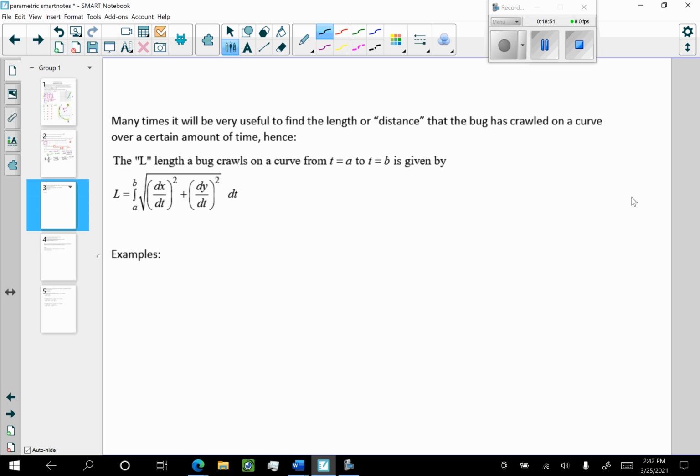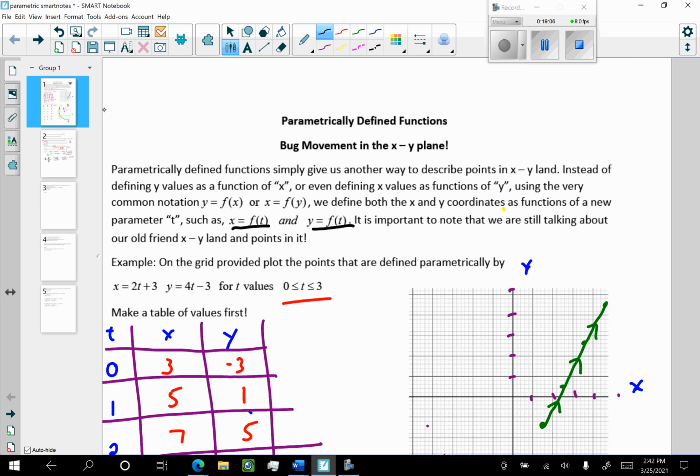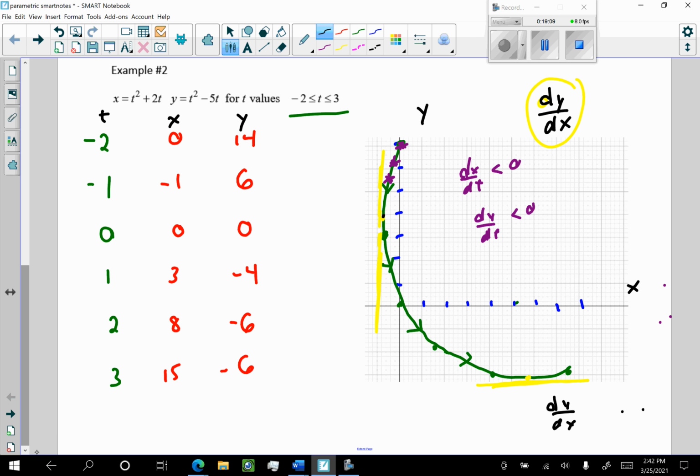It will be very useful to find the length or the distance that a bug has crawled on a curve over a certain amount of time. If we were going to go back to that very first example, here's what we're going to do. What I'm actually going to do is to find this distance. I'm going to find that distance that bug crawled. That's the distance that bug crawled. Or you could also call that the length of the arc. You can call it either thing. But for right now, we're going to just call it the length of that curve.